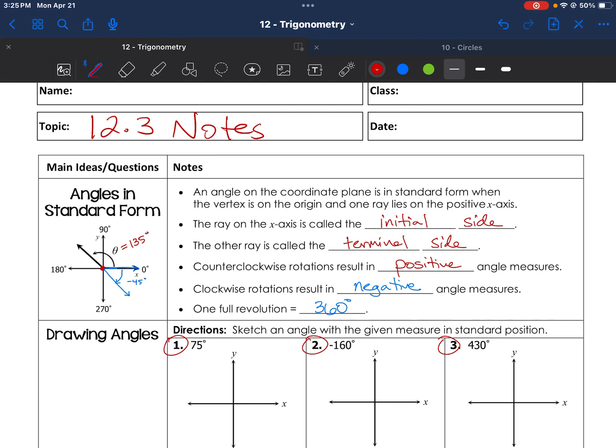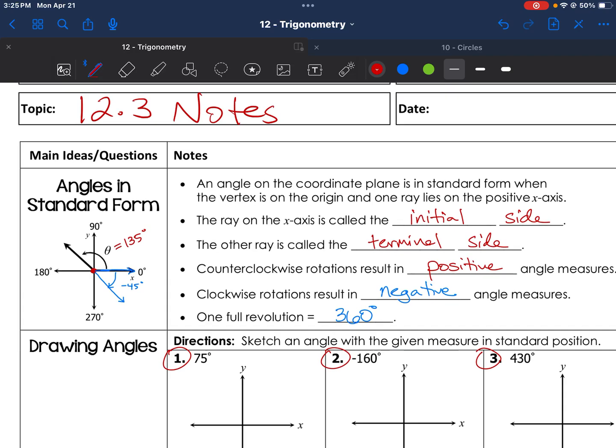All right, this is section 12.3. Today we're going to be talking about drawing angles in standard form, talking about reference angles, degrees, radians, coterminal angles, and trig functions. So we have a lot to cover, so let's go ahead and get started. So we're talking about drawing angles in standard form.